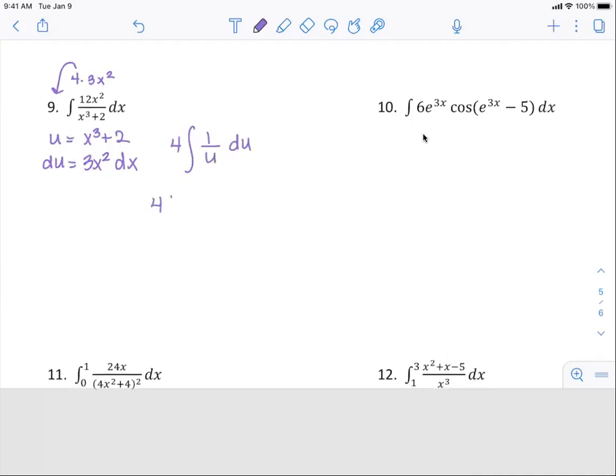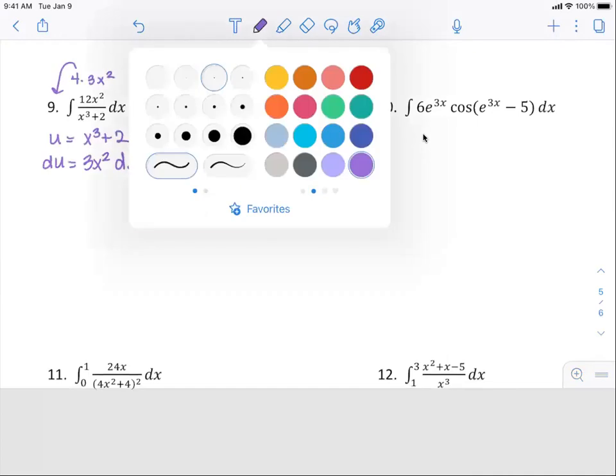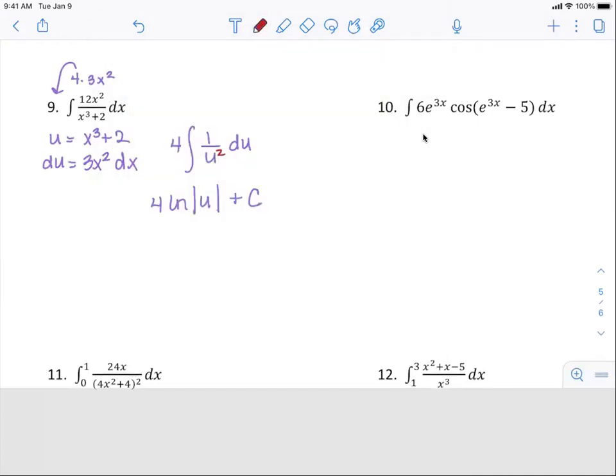So that's going to be 4 times the natural log of the absolute value of u plus c. Again, if this had a squared on it, that's not a log rule. Log rule is only u to the first. But now that we have that, the answer is 4 times the natural log of the absolute value of x cubed plus 2 plus c. There's no guarantee that that's positive, so we need to leave the absolute value there.